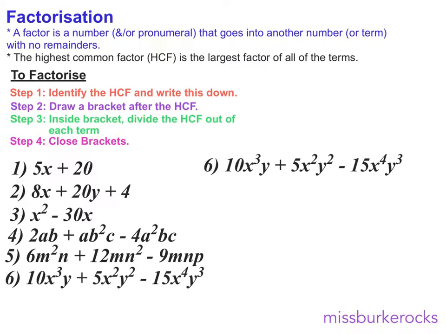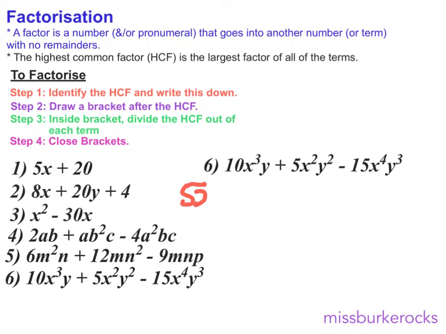So as we did before, we need to work out our highest common factor. So we look at our numerals first of all, or our coefficients as they are here. What goes into 10, 5 and 15 is 5. So we write that down. So write down 5. Then we have a look at our pronumerals. And as you can see, we have x cubed, x squared and x to the 4. So for all of them, I can divide out x squared, so x to the power of 2. So I need to write that at the front here as well.